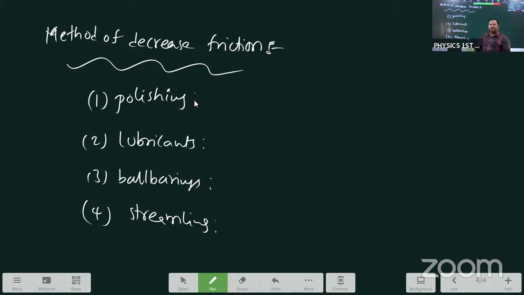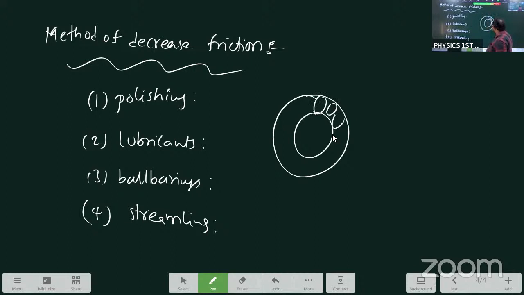Just the side heading is important. When you are writing this answer, concentrate on the side headings. For 4 side headings, you can get 4 marks. Polishing, what are you writing? On polishing, friction reduces. You know, in our house, marbles, tiles, all are polished. Polished stones. Lubricants, you know, grease, oil, sometimes water. Ball bearings, you know, everyone. Steel balls are placed inside the ball bearings.